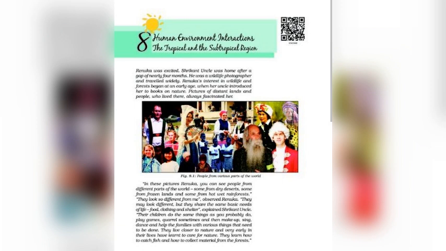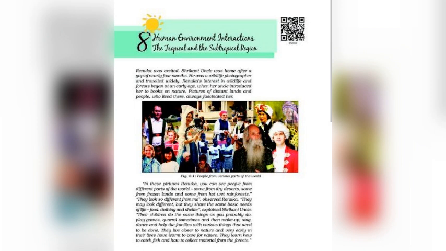In these pictures, Renuka and other people from different parts of the world will be seen. Some from dry deserts, some from frozen lands, and some from hot, wet rainforests. They look so different from me, observed Renuka. They may look different, but they share the same basic needs of life: food, clothing, and shelter.